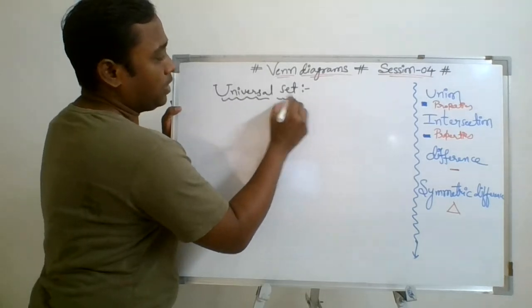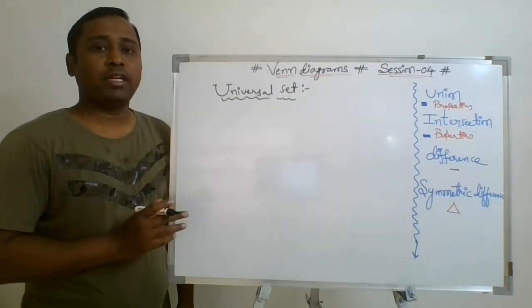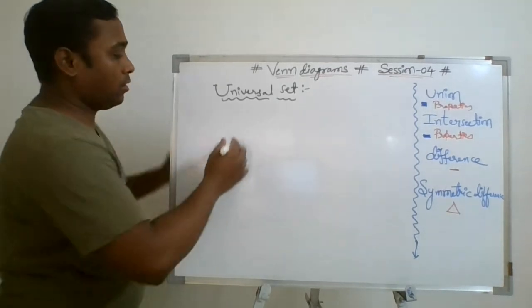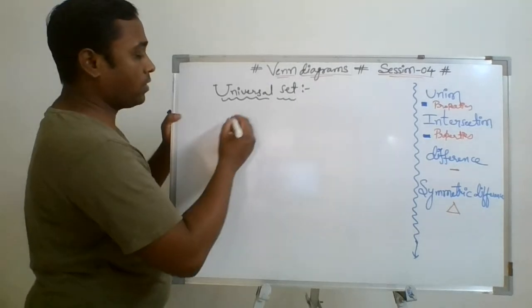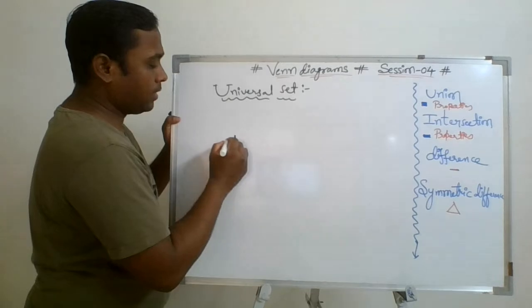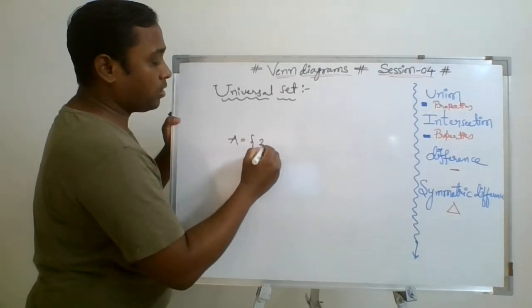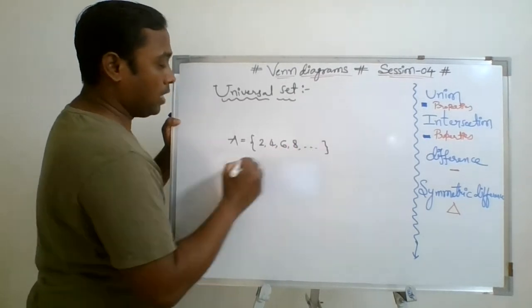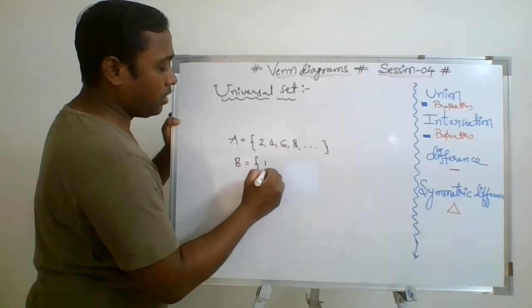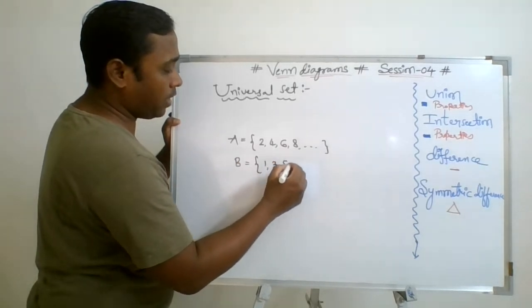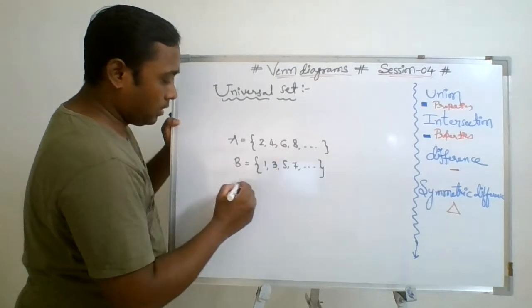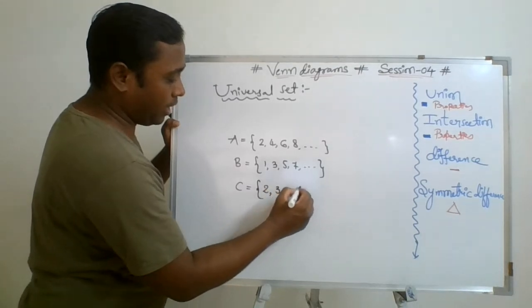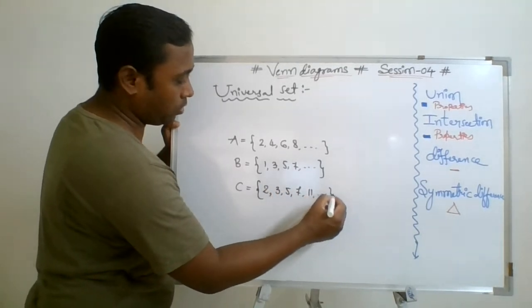What is universal? It's simply a set which contains all the given sets as subsets. Let us say, to understand the definition of universal set, I am taking a few examples. Set A representing the set of positive even numbers, dot dot dot. Set B representing the odd numbers, 1, 3, 5, 7, dot dot dot. Similarly, set C representing the prime numbers 2, 3, 5, 7, 11, dot dot dot.